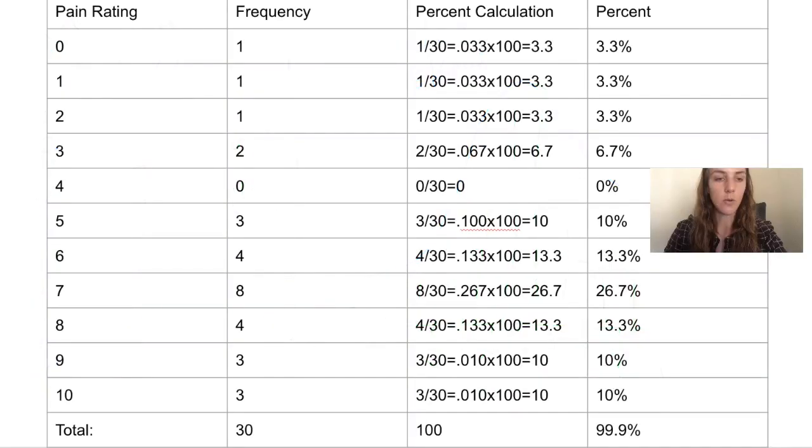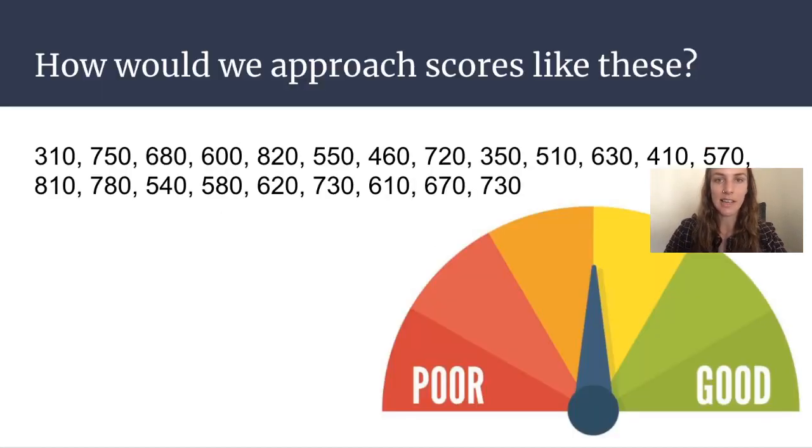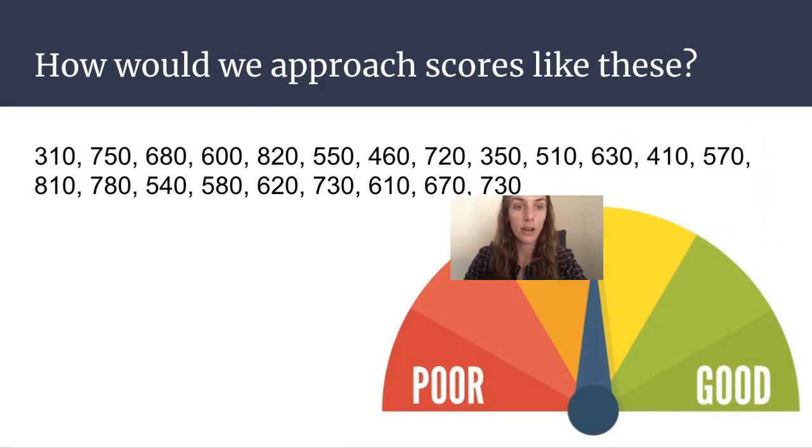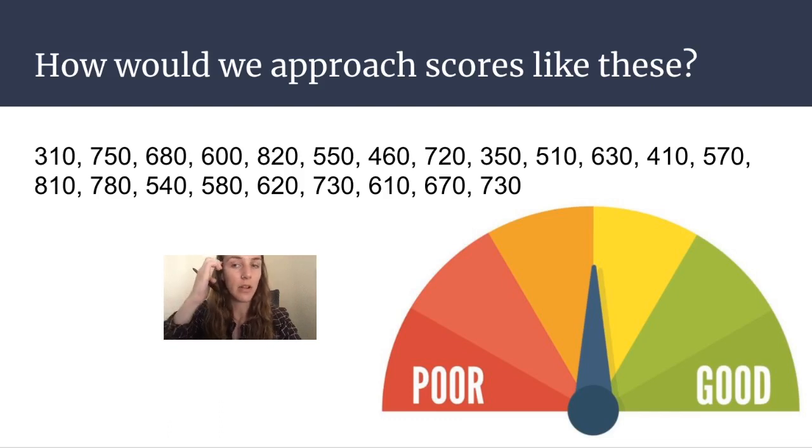Let's hop back to our slides and consider one more thing when we're talking about organizing data. Let's take a look at this data set here. How would we approach this data? If we go ahead with our previous instructions, what we'd be doing is listing the range of all possible values. In that case, all possible values are a pretty wide range, starting at 310 all the way up to our highest value, something like 820.